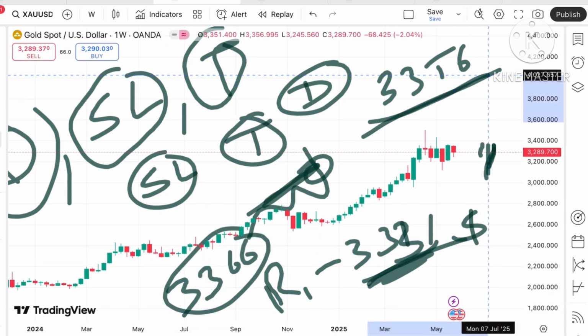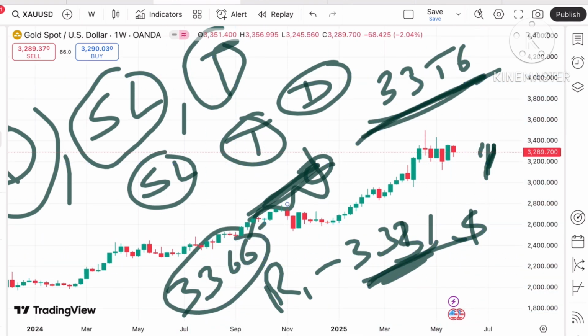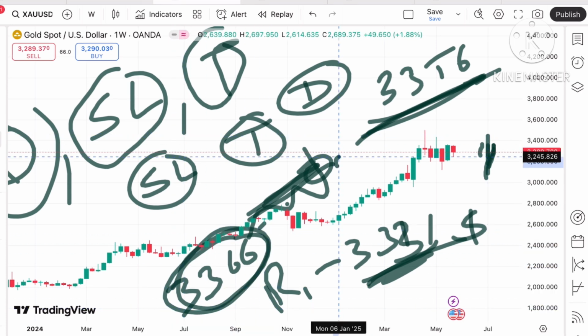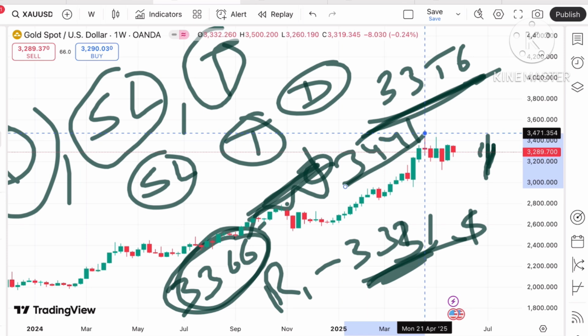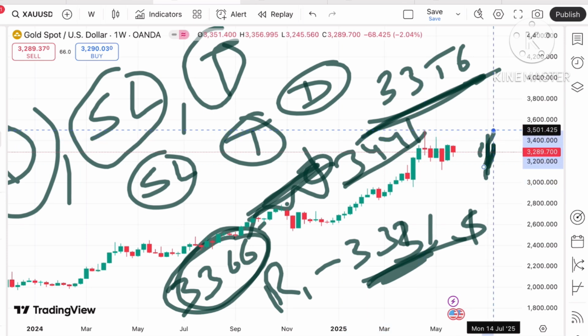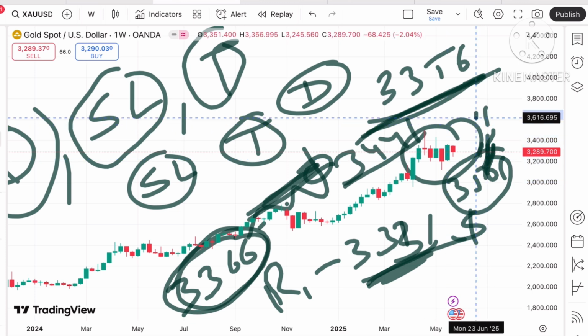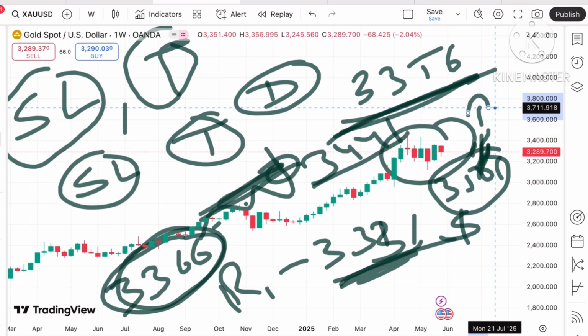After 3356 we can see a level of $3366. After this level we can see this level, and this level is already tested, so the chance of touching this is on the higher side, and if that sustains, we will see it touch a level of $3441. Okay, and once the price moves off this level, it can touch a level of $3501. Okay, then there will be a zone breakout, so we can see it will go further upside.